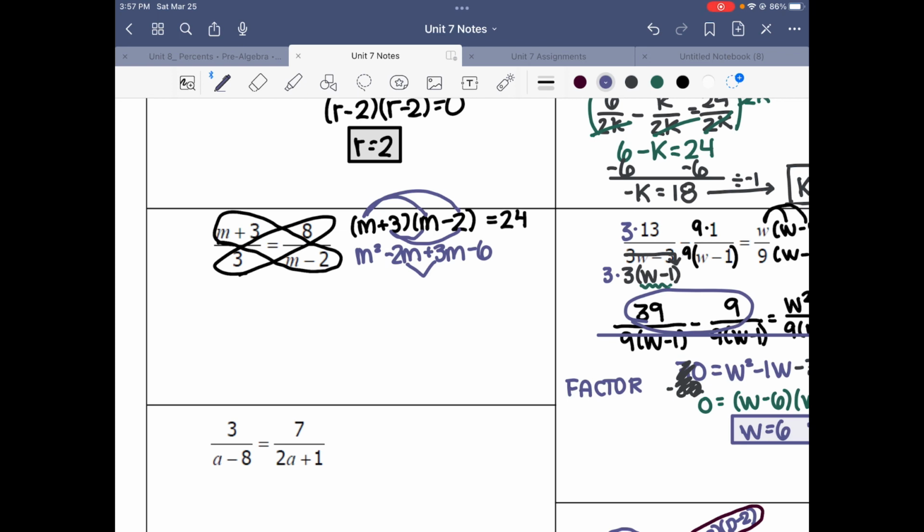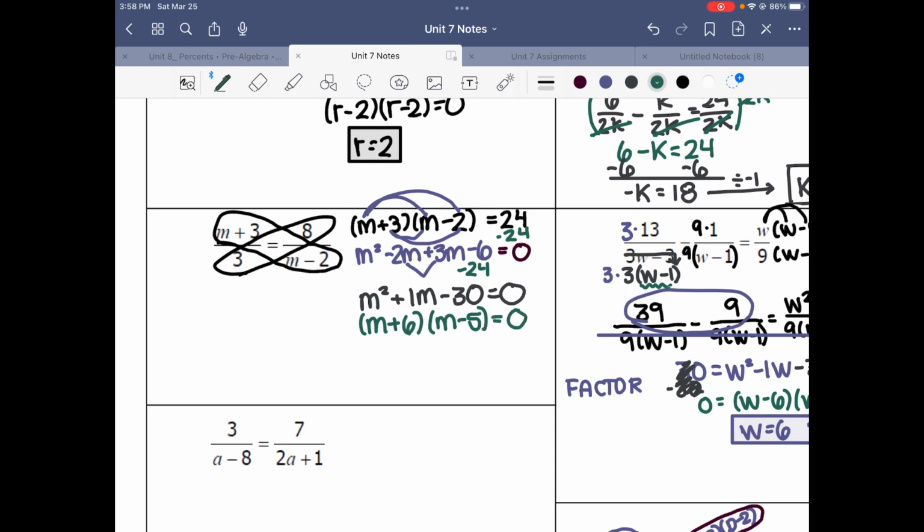And then I need to add those m's together in the middle. And because I can see now that I have an m squared, I'm going to need to subtract that 24 over to the other side so that it equals 0. Because you cannot factor if your equation doesn't equal 0. Negative 2m plus 3m is 1m. And the negative 6 and the negative 24 add to negative 30. And the two numbers that multiply to negative 30 and add to 1 are positive 6 and negative 5.